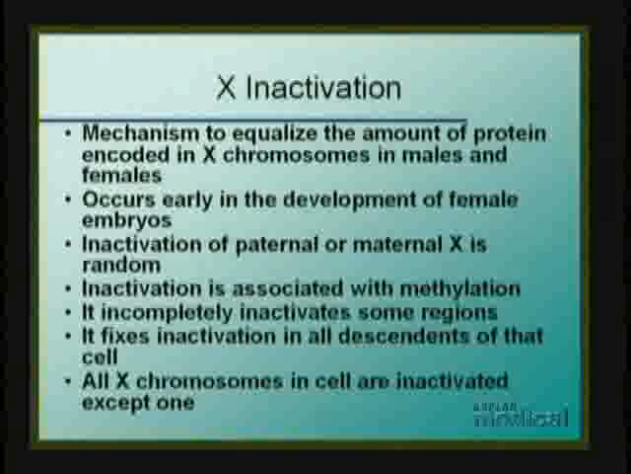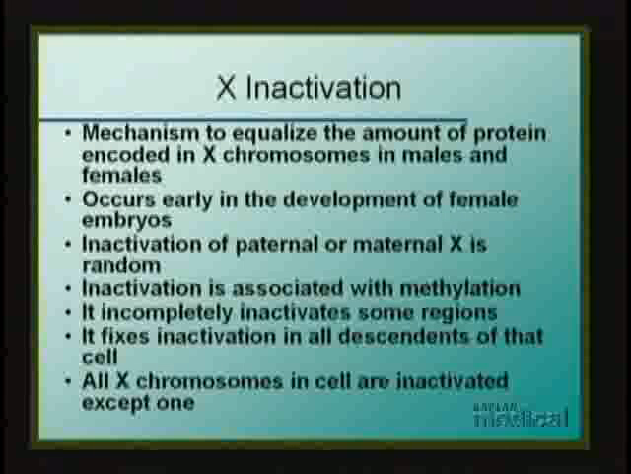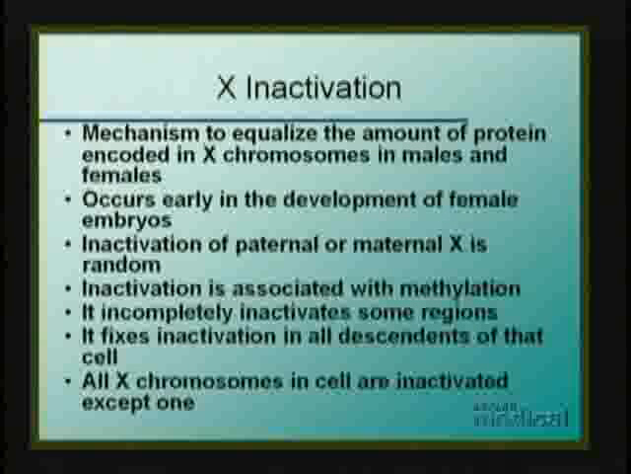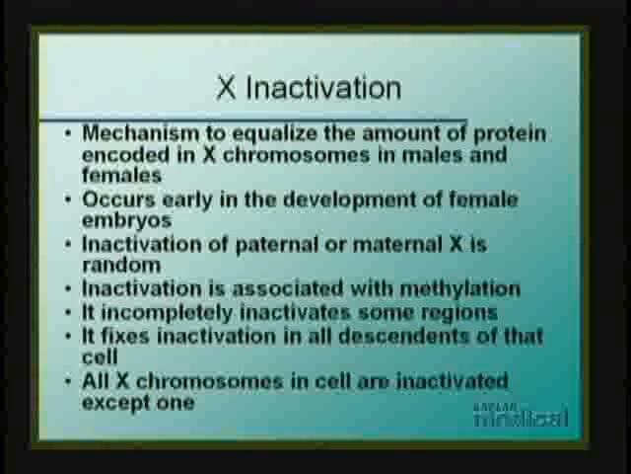The last item on this slide says that all X chromosomes in a cell are inactivated except one. There are certain females that have more than 2 X chromosomes. For example, there are individuals that have 3 X chromosomes. Such an individual would have 2 bar bodies within each cell. Within each of her cells, randomly 2 of the X chromosomes would have become inactivated.